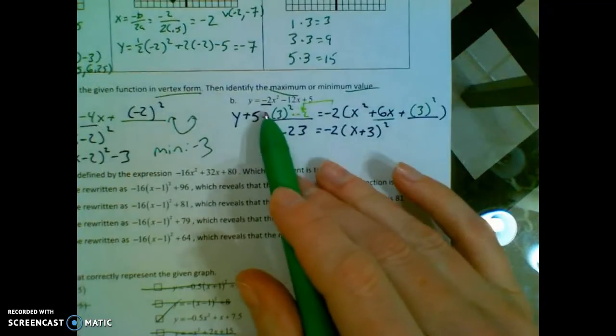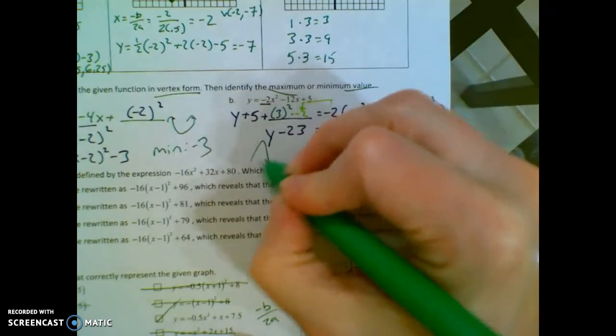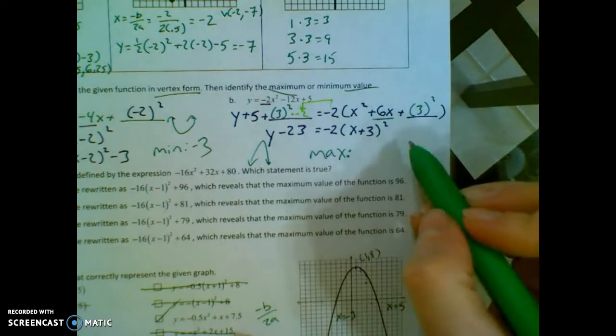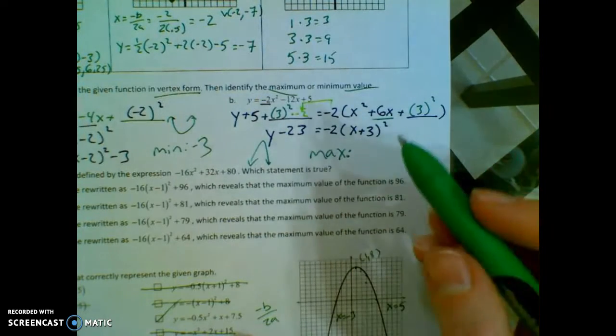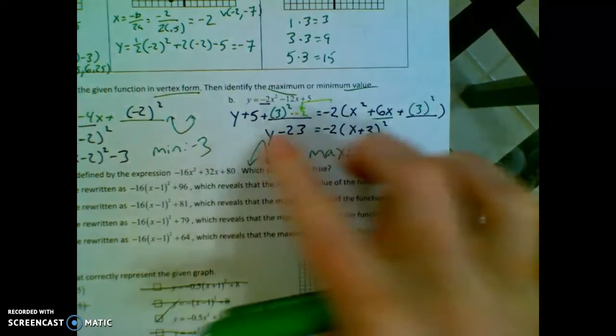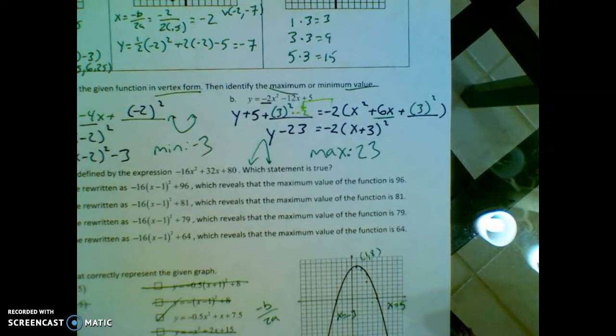Looking over here, this is a negative, so I know it's going to be opening downward. It's going to make it a max value. And my max value is, I must have finished this question on a separate sheet of paper. My max value is going to be 23.